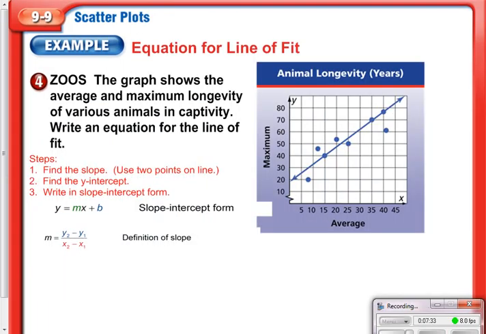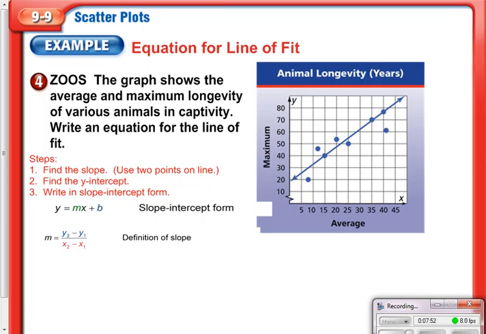In example 4, we're going to use the information from zoos in the graph of the average and maximum longevity of various animals in captivity. We're going to write an equation for the line of fit. Here's how we're going to do that. First step is to find the slope. So use 2 points that we know. And we know how to find slope. We've been doing a lot of it.